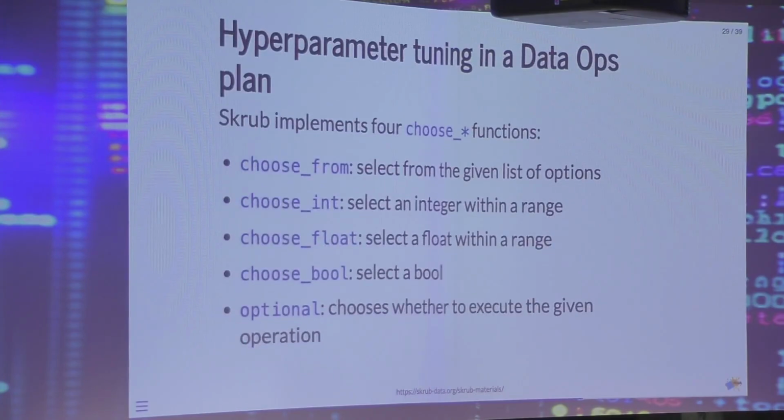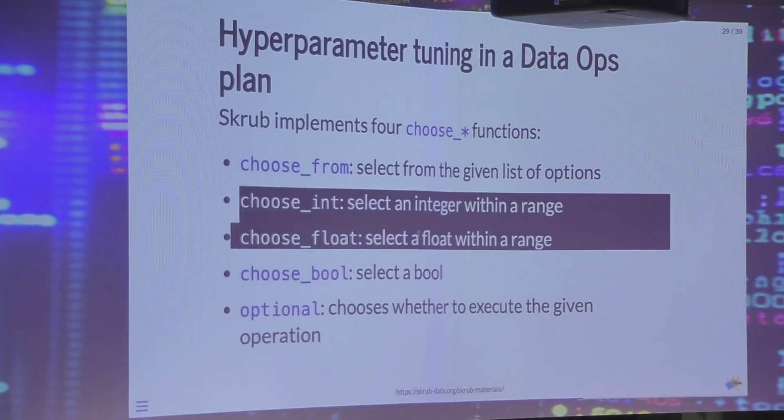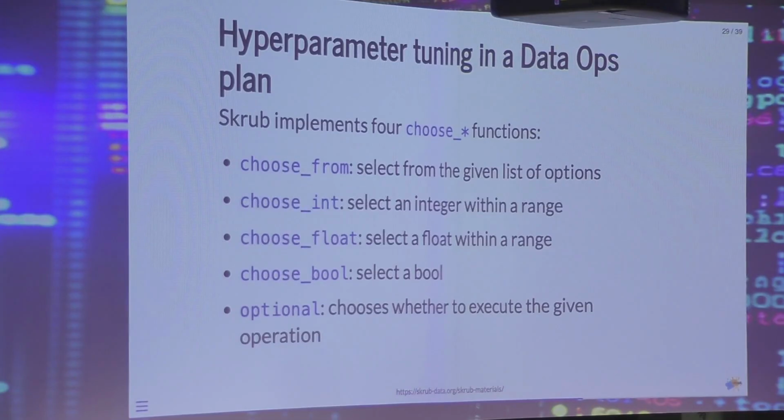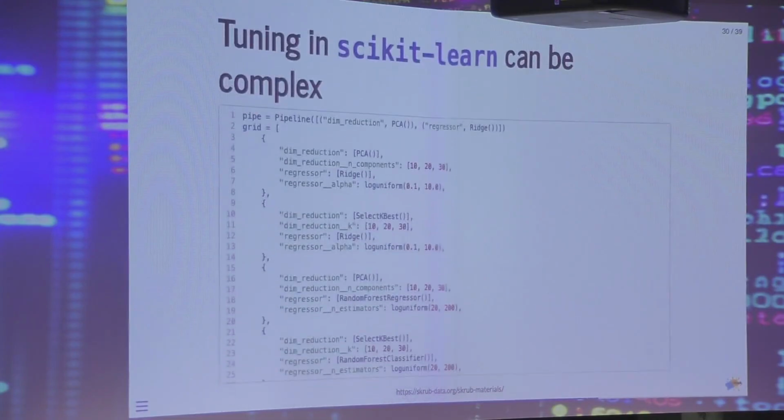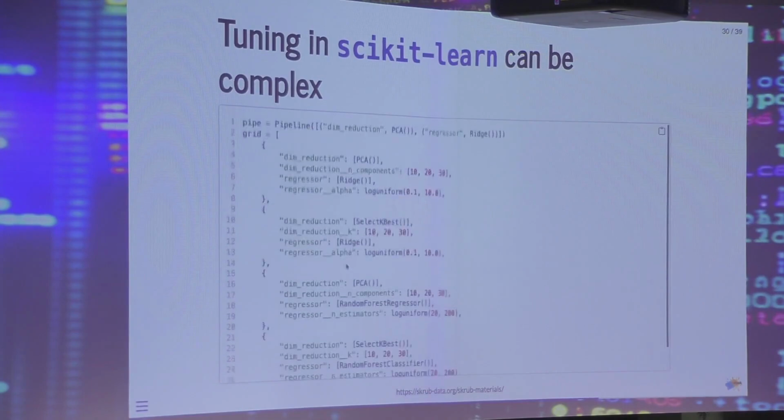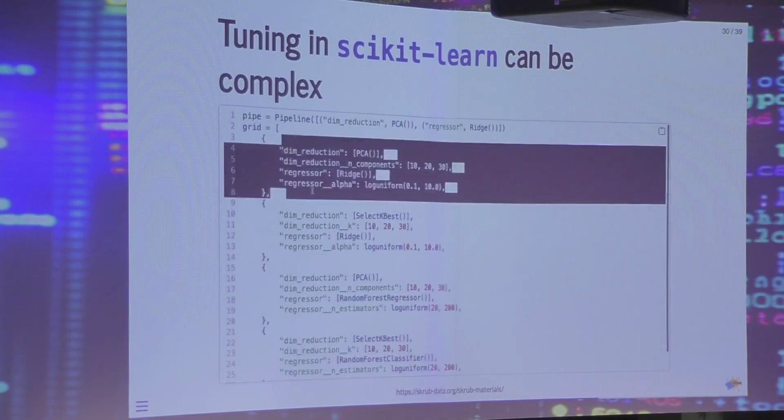I was saying you can hyperparameter tune anything in a DataOps plan, and you can choose from a list of options. You can choose numbers in a range. You can turn on or off a Boolean flag. Or you can say that a full set of operations is completely arbitrary, maybe you don't need it. You can turn it off. And hyperparameter tuning with scikit-learn, if you're familiar with it, is also very complicated, because you have to define the grid by yourself, and it's kind of a complicated syntax.